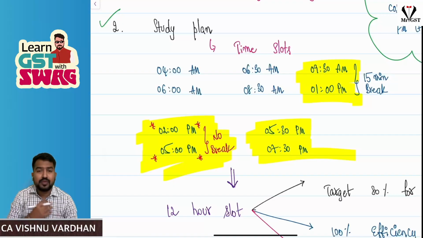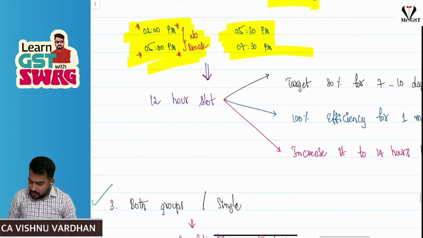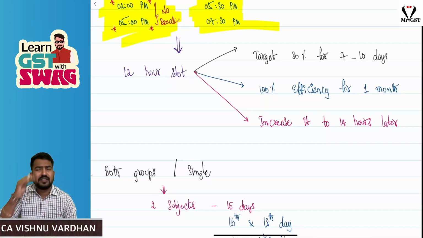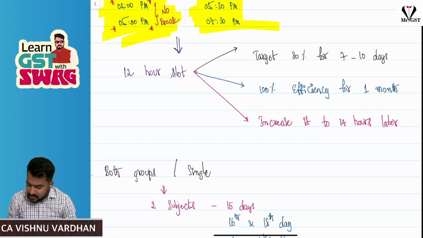Here, what I'm trying to tell you in these time slots, please understand, in this 2 hour time slot, whatever I have given, in this 12-hour plan, the first target is that the moment you start preparing, you will not get the momentum to sit for 12 hours. Try to achieve it at least for the first 7 to 10 days.